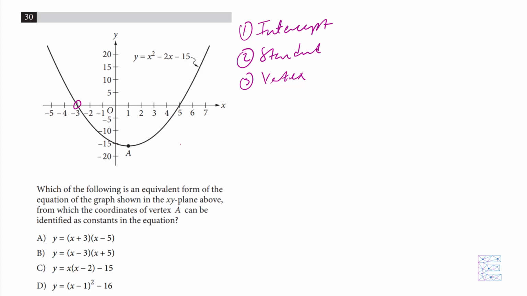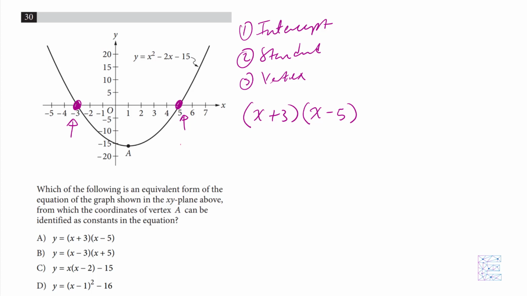We know that this graph is crossing the x-axis at -3, and it is also crossing at +5. So working backwards, we can write the intercept form of it, and that would be x plus 3. Remember, you always change the sign. Since this is a -3, it must have come from x plus 3. Since this is a +5, it must have come from x minus 5. So is this an answer choice? Yes, and you can see that this is choice A.